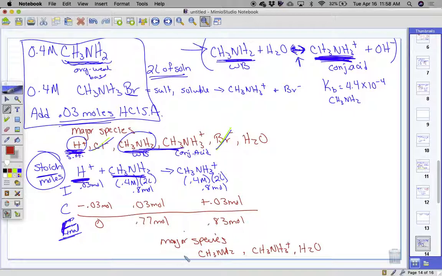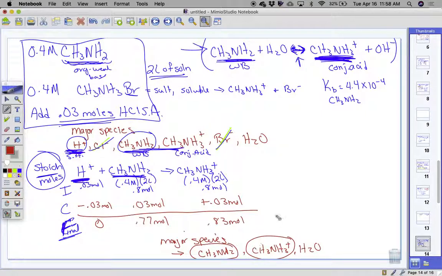What do you know now? New ice table. It's an equilibrium problem now. It's either a weak base problem, a common ion problem, or if you recognize it, it's a buffer. So we can use an ice table, or we can use Henderson-Hasselbalch at this point. You don't recognize the buffer? It's a weak base and its conjugate. It's a buffer. That's what's left.